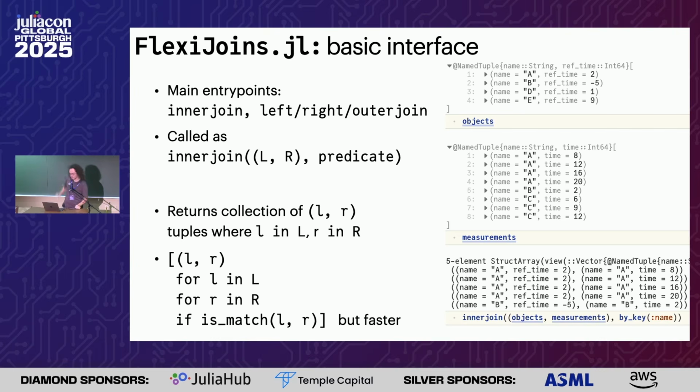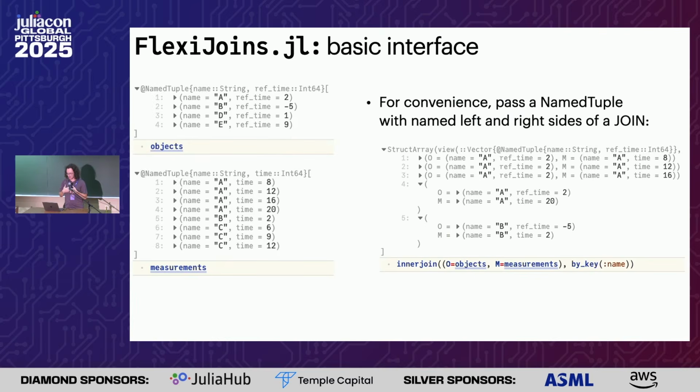So when you think of what FlexiJoin returns, it's basically this collection. For convenience, when I'm running FlexiJoins, I use named tuples instead of tuples. So you can name the left side and right side with some typically short single-letter names, but anything works. And it makes the result easier to use, because now in the result you don't just have tuples, you have O and M named the same way as you name the input elements. This is just more convenient for any downstream analysis.